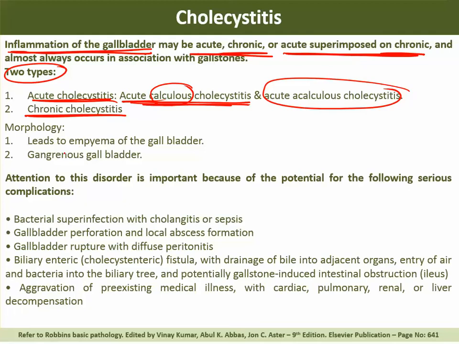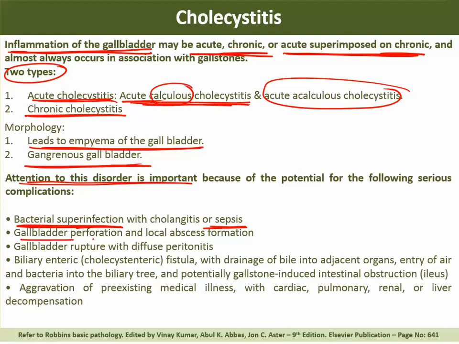So morphologically, the whole gallbladder will become pus. It is called empyema. The gallbladder will be full of pus inside, and it can go for gangrenous necrosis. So what are the most important factors you should remember in acute cholecystitis? It can lead to bacterial superinfection, and it can lead to sepsis, septicemia.